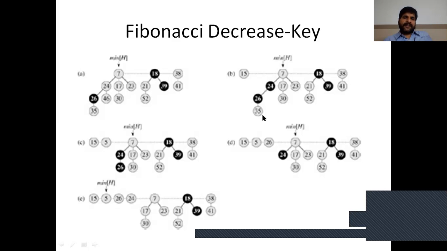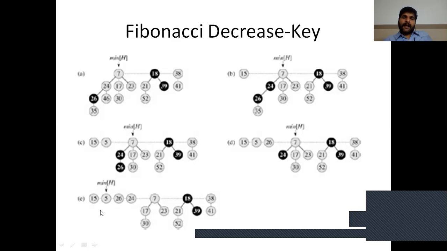Now 35 decreases to 5. So 5 is connected to the left arm of the image and 26 is already marked. After decreasing 35, it contains a double mark. So cascading applies, 26 becomes a root on the left arm of the image. Now 24 is marked already. After disconnecting 26, it contains the double mark. So 24 also becomes a root on the left of the image.